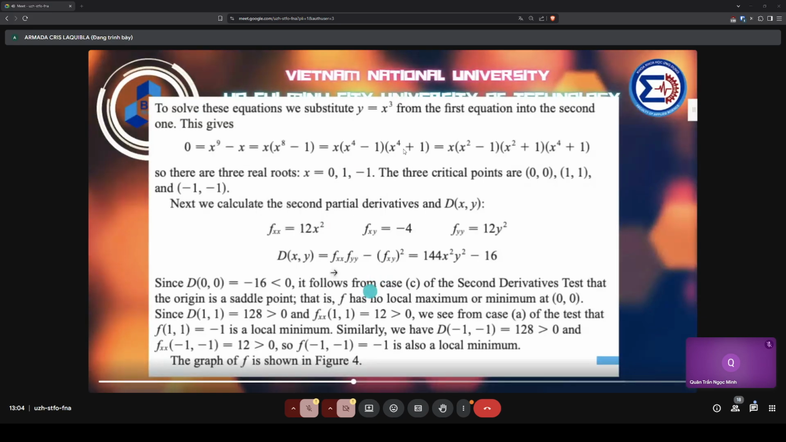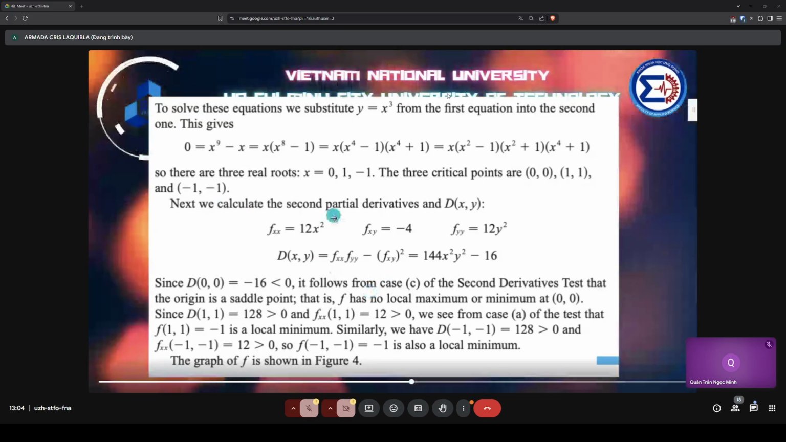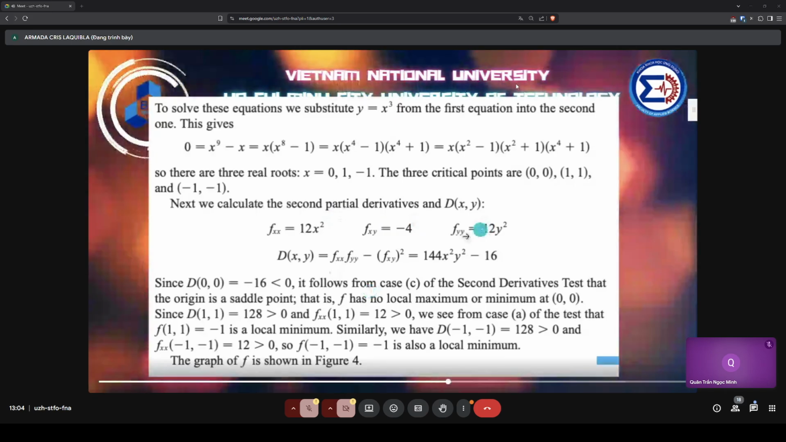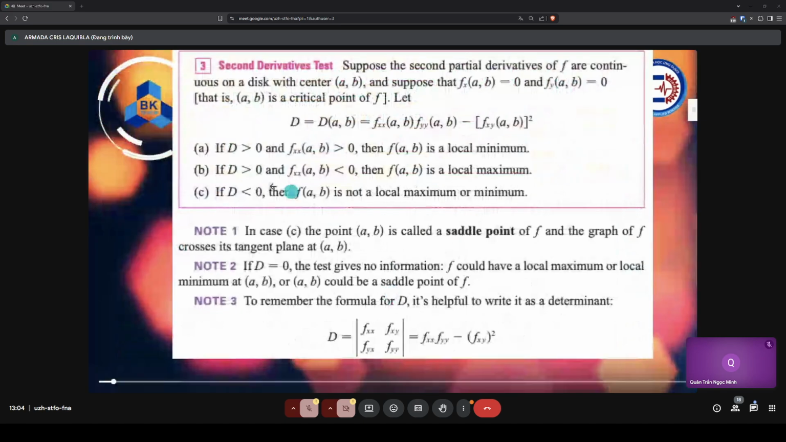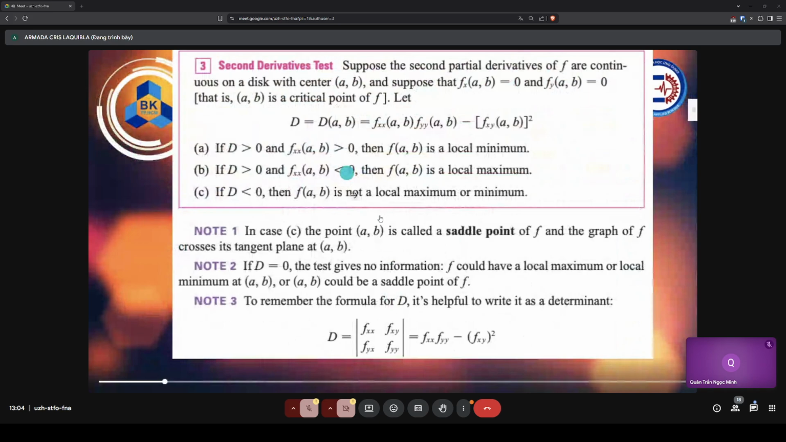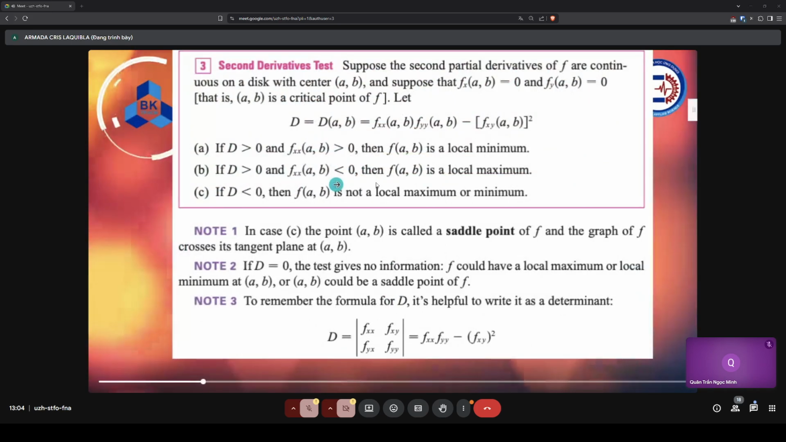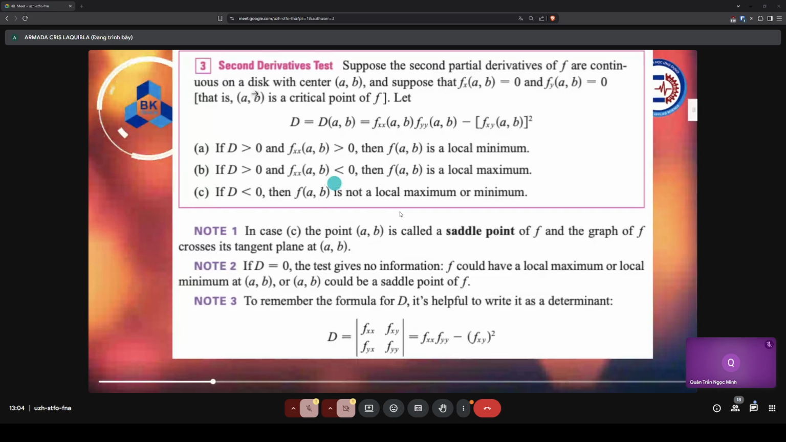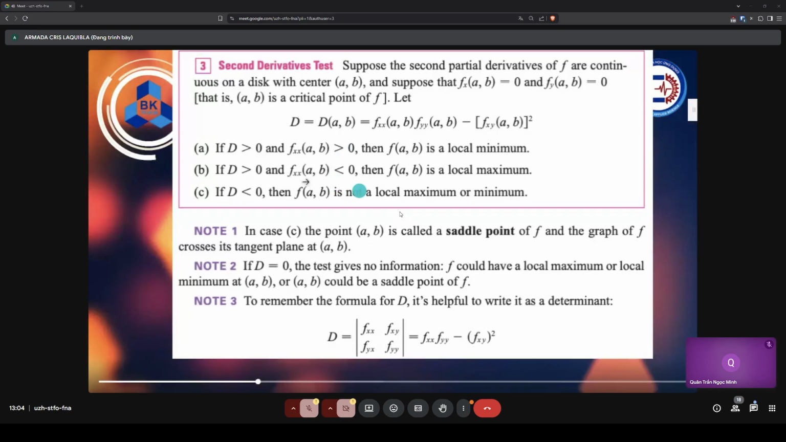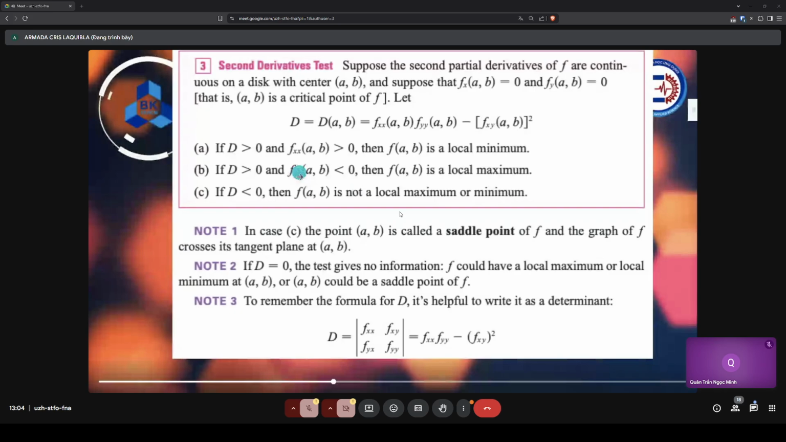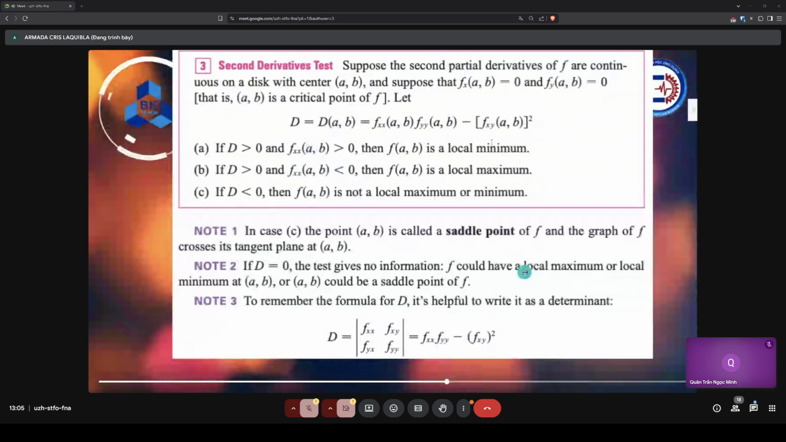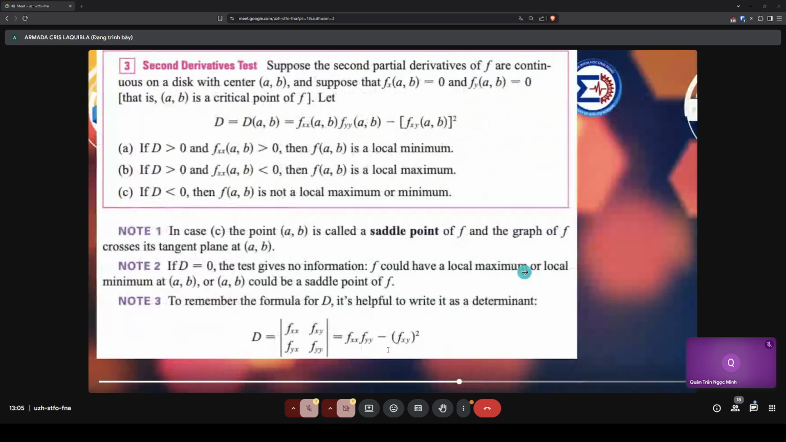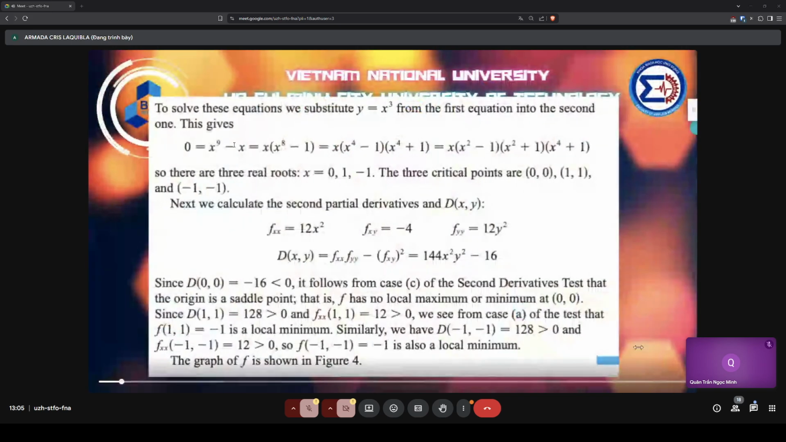Next, what to do is we get the second partial derivatives. Again, why do we get this? Because we want to use this second derivative test. Again, we solve the fxx first, fyy also, and then our fxy, so that we know whether it's a local maximum or local minimum. Okay, let's go here.